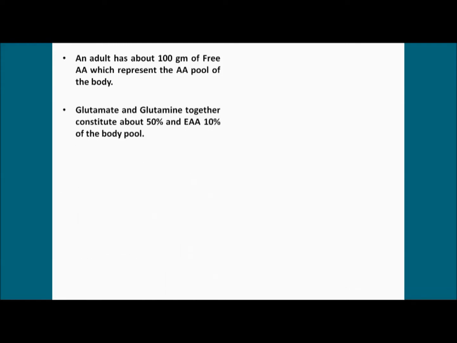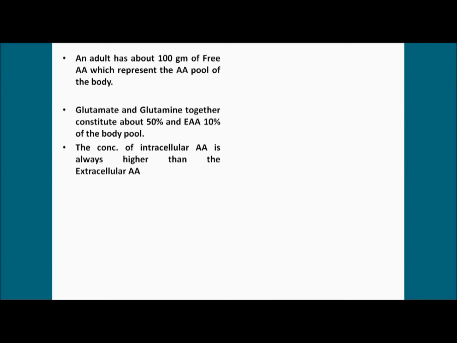Now in this 100 gram, you should know that glutamate and glutamine constitute around 50% of the amino acid pool, and essential amino acids (EAA) constitute around 10% of the body pool.